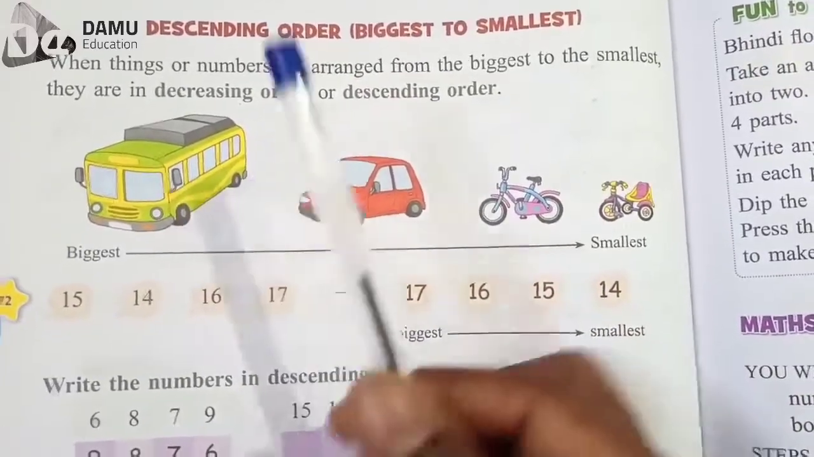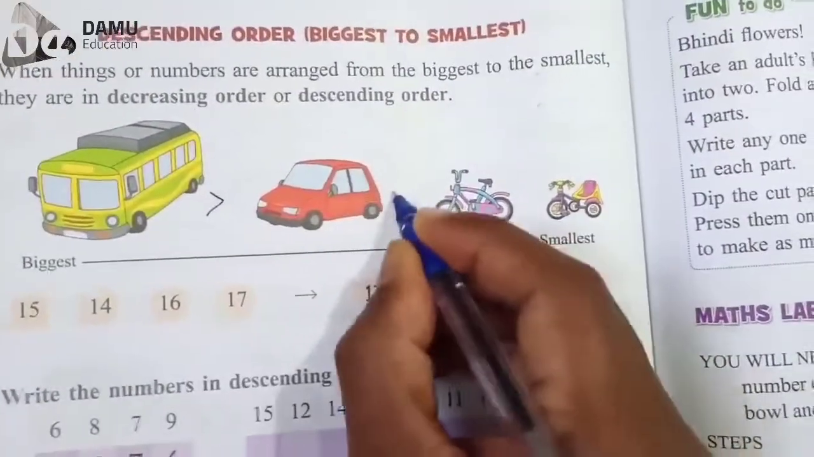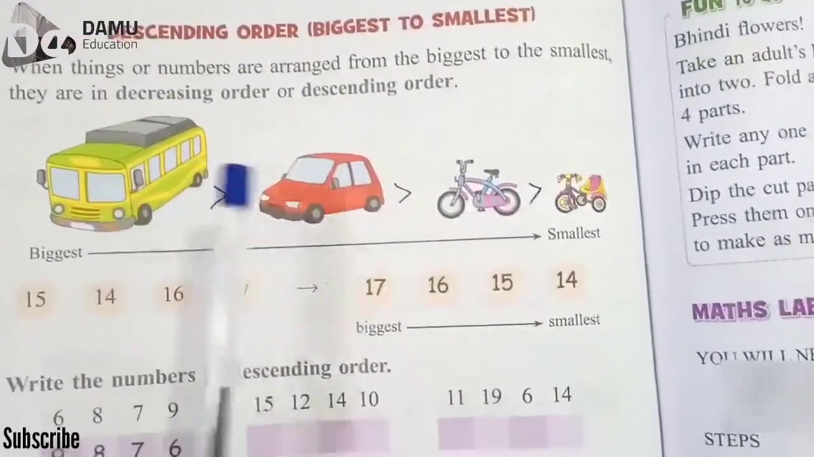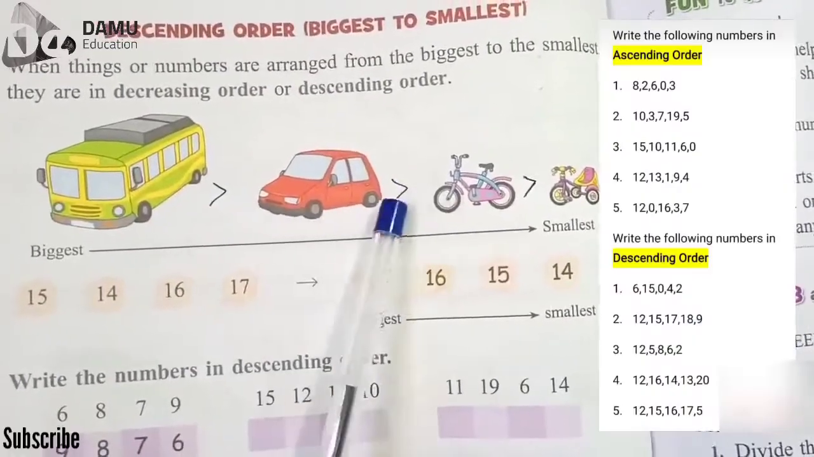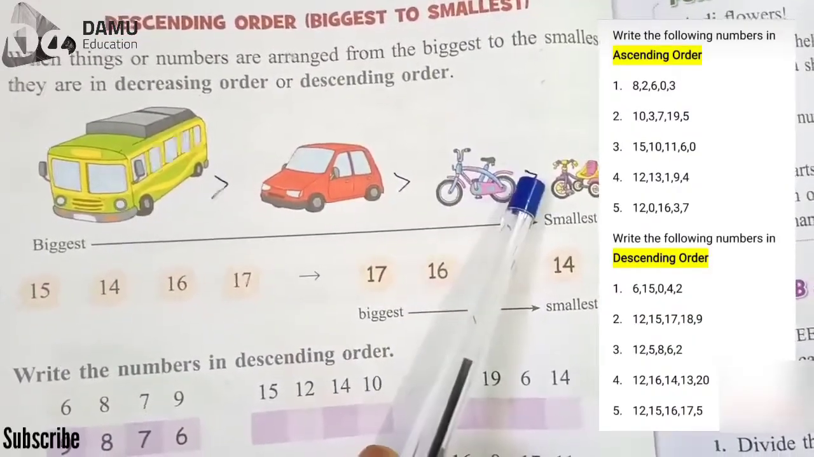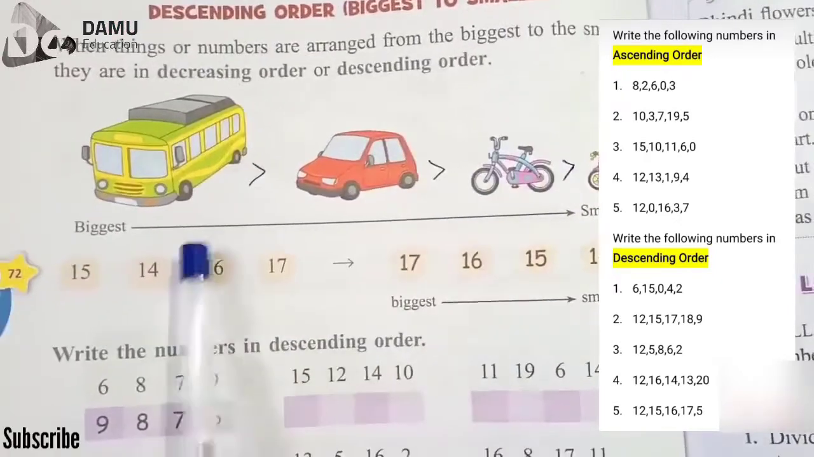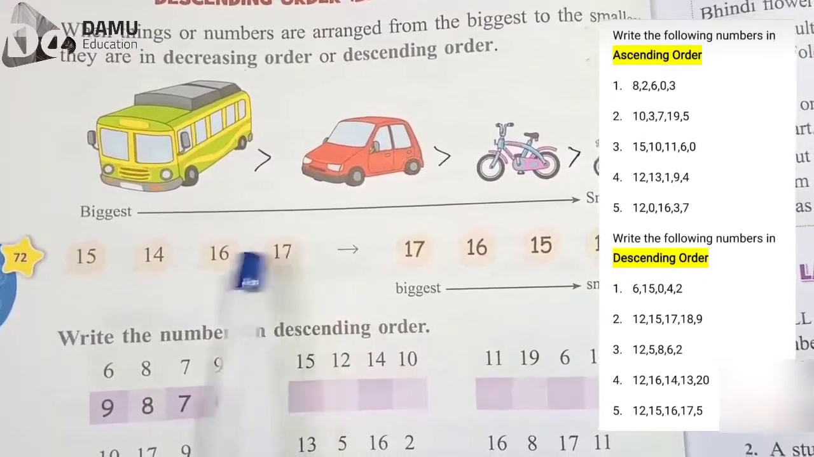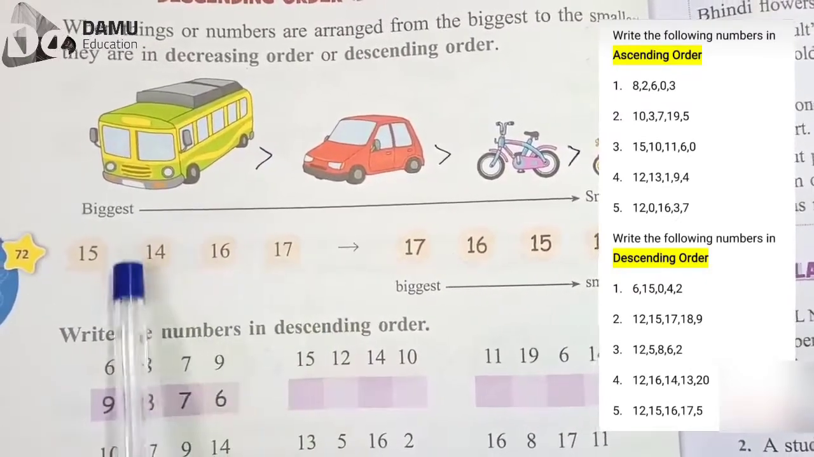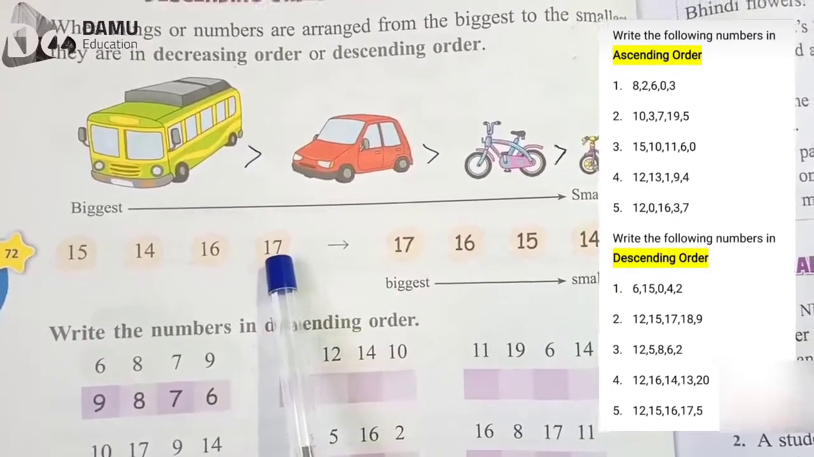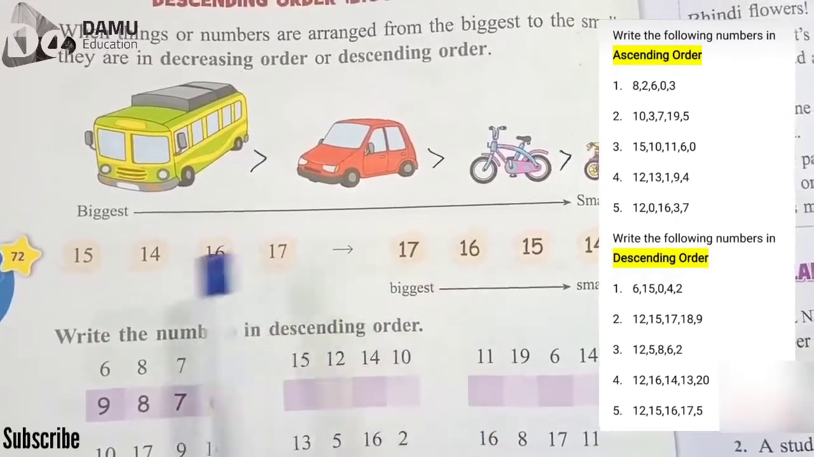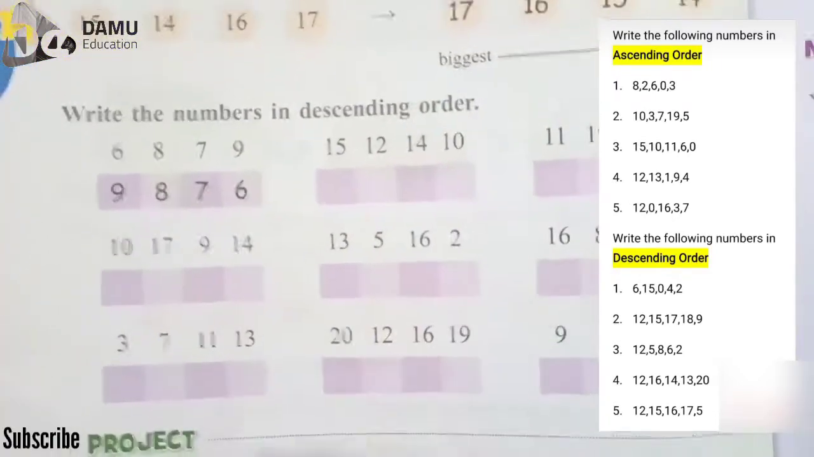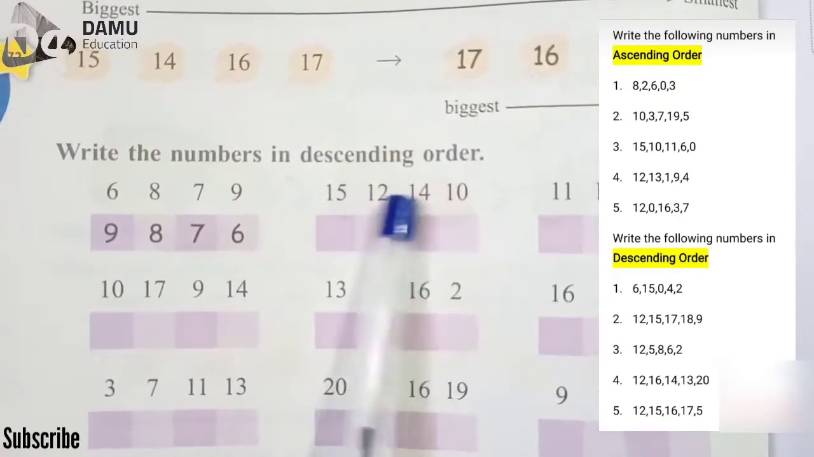Here for the biggest one, we need to use the greater than symbol. Yes, you can use the greater than symbol. The bus is greater in size than the car. The car is greater in size than the motorbike. Then the bike is greater than the bicycle. So here, biggest to smallest. Here also you can see 15, 14, 16, 17. From biggest to smallest we have to arrange. So the biggest one is 17. After that 16. After that 15 and 14. So biggest to smallest.